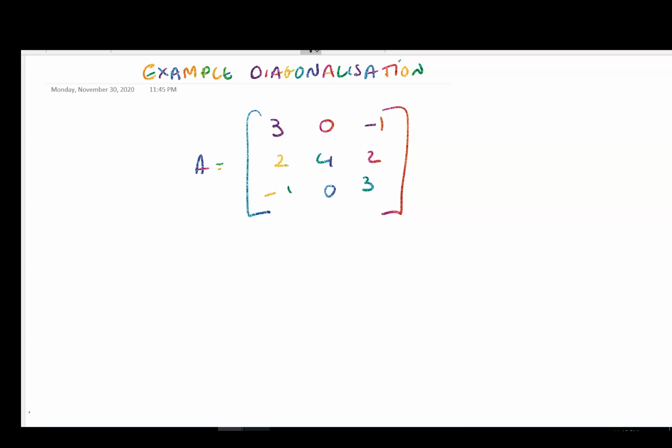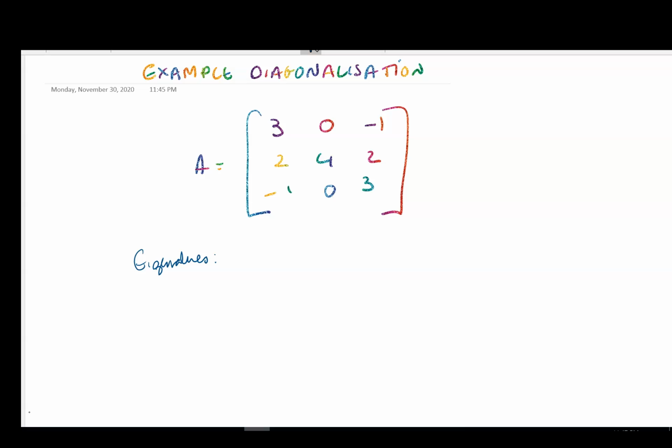So let's find the eigenvalues. You can pause and do the calculations, that would be very nice, and then come back to check if that's all right. If you really don't know how to do it, well, just follow the calculations.